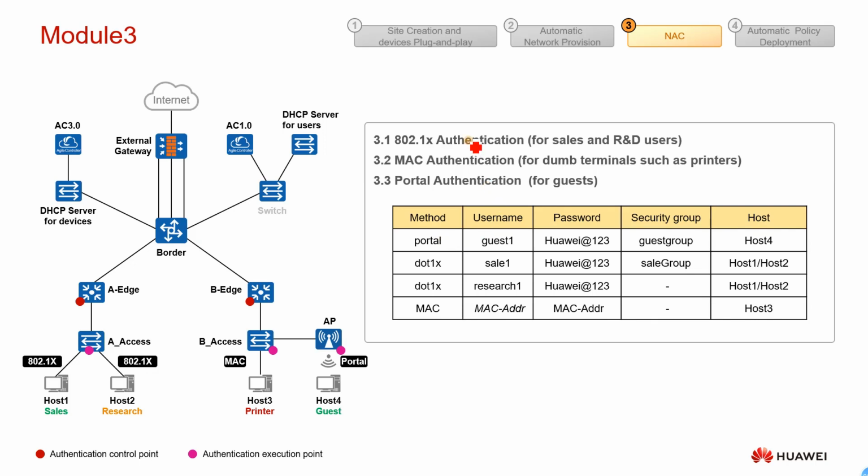Okay, let's move to Model 3. Under Model 3, we have three different steps. The first one is about .1x authentication, and as we know, we usually use .1x to authenticate our employees in one company, for example, the sales users and the R&D users in this example.